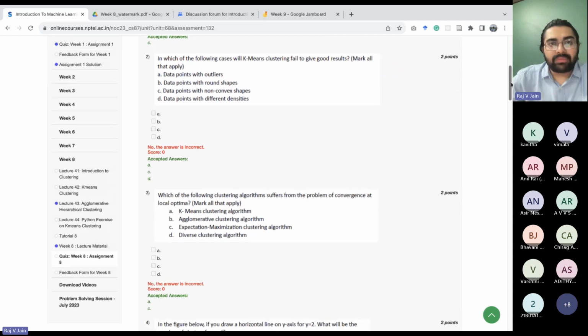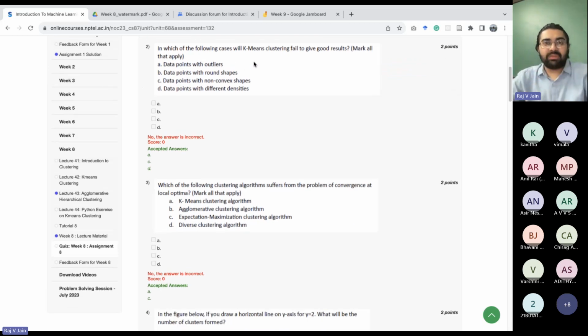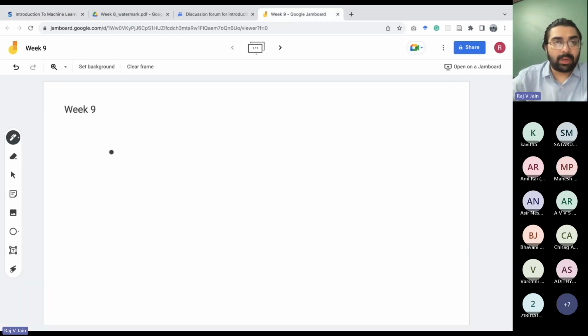Okay. Second question: in which of the following cases will k-means clustering fail to give good results? Yes, we know that k-means gets affected by outliers, mainly because of the mean operation that we do, and the mean is sensitive to outliers. Then data points with round shapes, it will be good for data points with round shapes, right? If you want a mathematical intuition of why this is true, I'm talking about question 2.